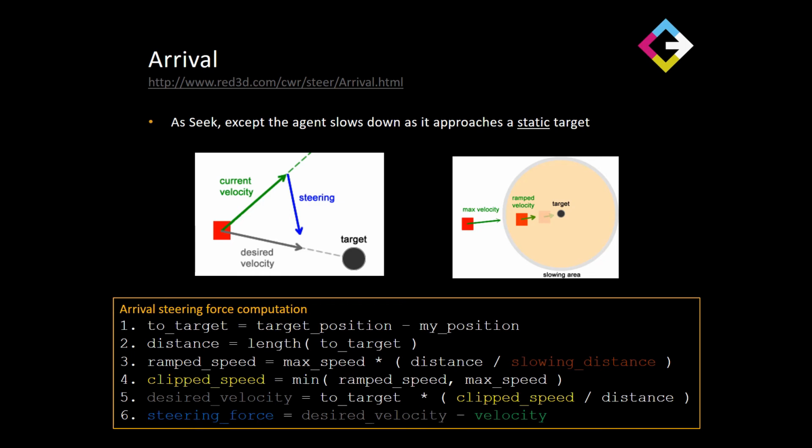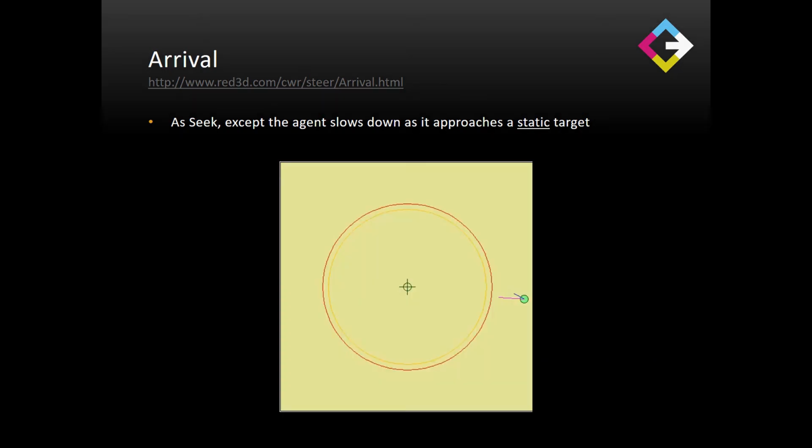Now, you may have noticed that the seek behavior was overshooting the target, which is not always desirable. Therefore, you might want to introduce slowdowns. Technically, you need to define a slowing area that clips the maximum speed as you approach the target. And that's how it works.